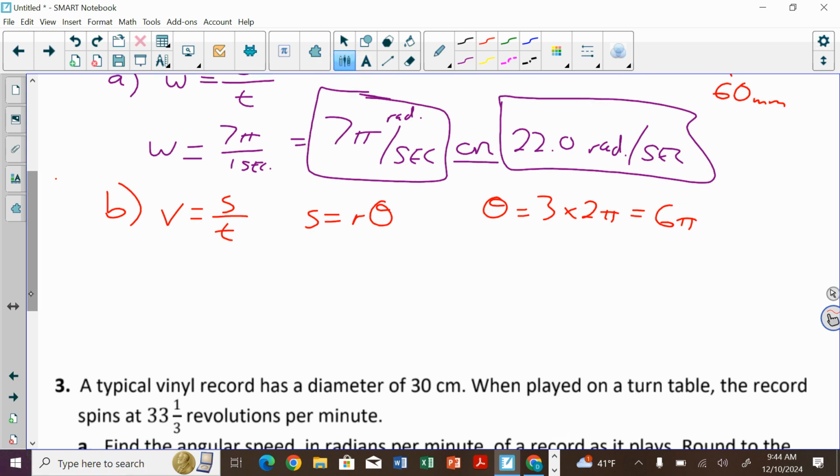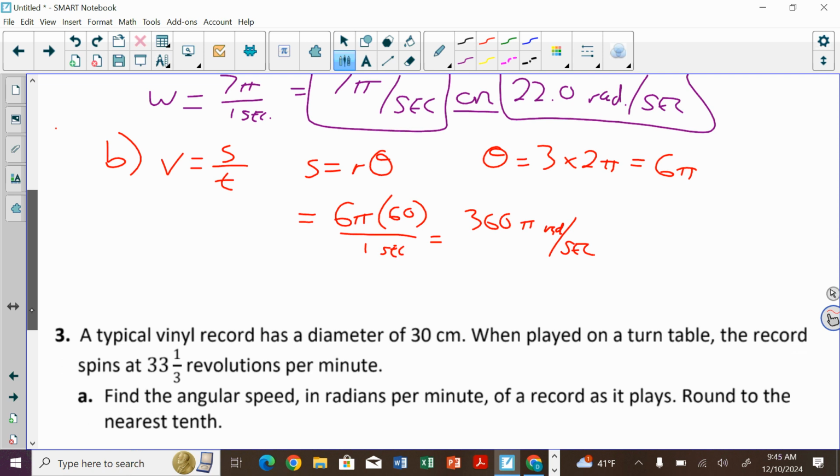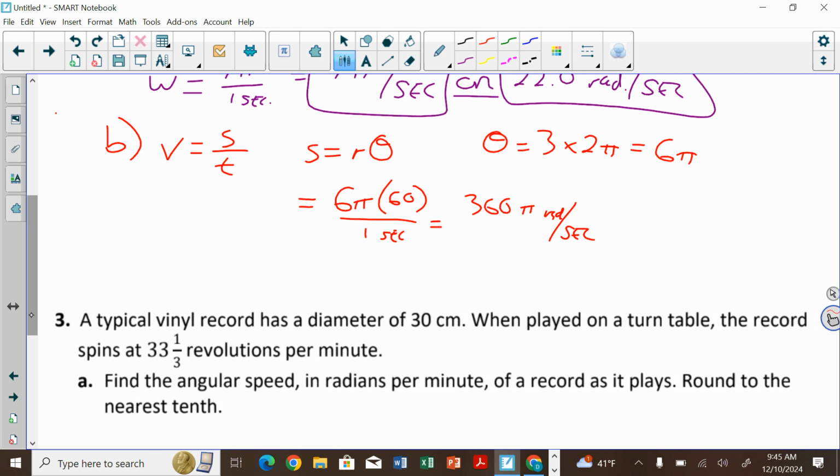Let's just calculate this out, and then we can do the analysis afterwards. So this is going to basically equal 6 pi times my radius of 60, and of course divided by t, which in this case is 1 second, is going to give me 360 pi millimeters per second. Okay, so that's fine. However, we need to go from there to meters per minute. So to do that, I'm going to do my little dimensional analysis here.